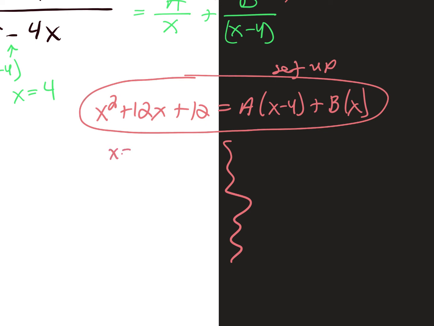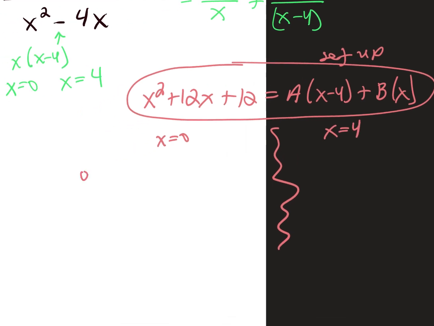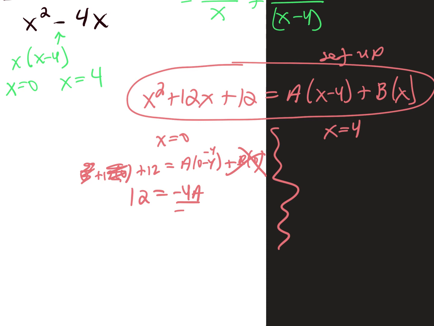Now I'm going to evaluate where x is 0 and where x is positive 4. So when I plug in 0 here, I have 0 squared plus 12 times 0 plus 12 equals a times 0 minus 4 plus b times 0. So 0 squared is 0, 12 times 0 is 0, so I have 12 equals 0 minus 4, which is negative 4, times a is negative 4a, and b times 0 just cancels. So we divide both sides by negative 4, and a equals negative 3.